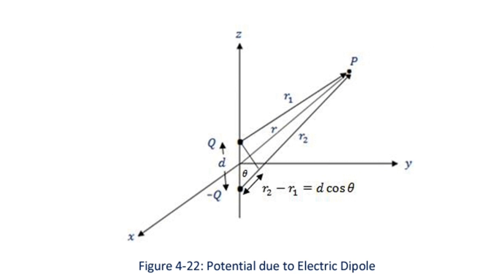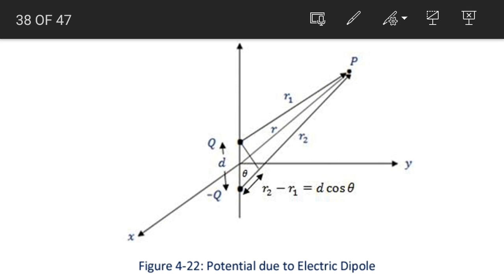Potential due to electric dipole. So we consider an electric dipole. You see, we consider a positive charge which is located on the z-axis, and then we consider a negative charge which is located on the z-axis as well. The distance between these two charged particles is very small, which is represented by d. So if the distance between these two charged particles is very small, this arrangement is known as electric dipole.